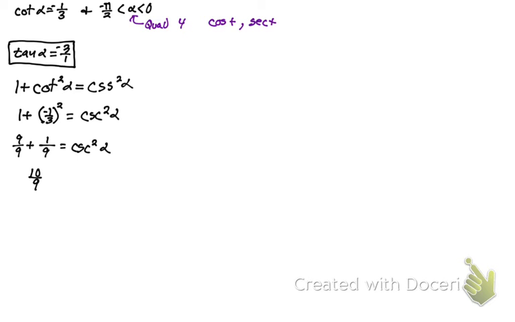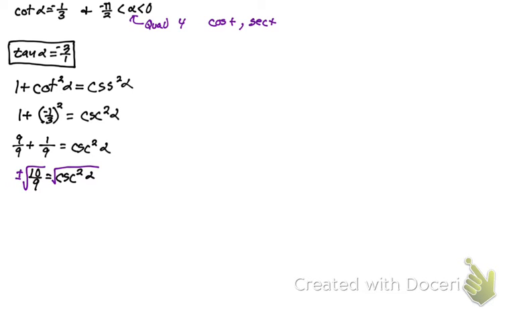Because we have sine squared plus cosine squared equals 1. We have 1 plus tangent squared equals secant squared. They all have the 1 in it, so they're always going to appear like that. All right, so we have 10 over 9 equals our cosecant squared alpha. We're going to take the square root of both sides.